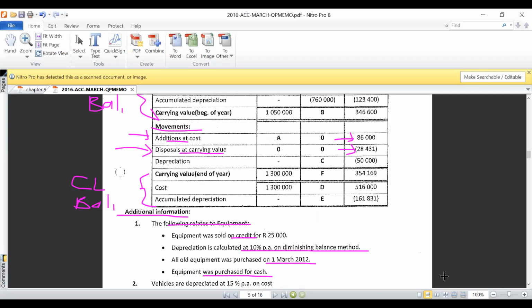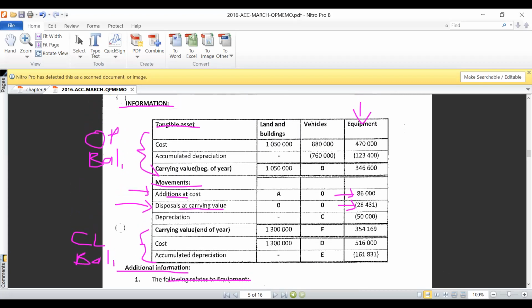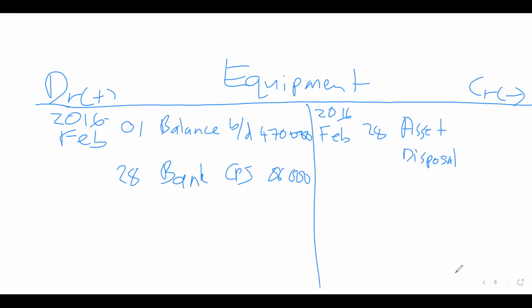It's very simple to tell. Do you know how? Look at this. You had 470,000 at the beginning. You bought new assets for 86,000. Then there's another asset that was sold, but now we have a closing balance of cost of equipment of 516. So how are you going to know which assets you sold? Is it the cost at the beginning plus additions, minus asset disposals? Exactly.